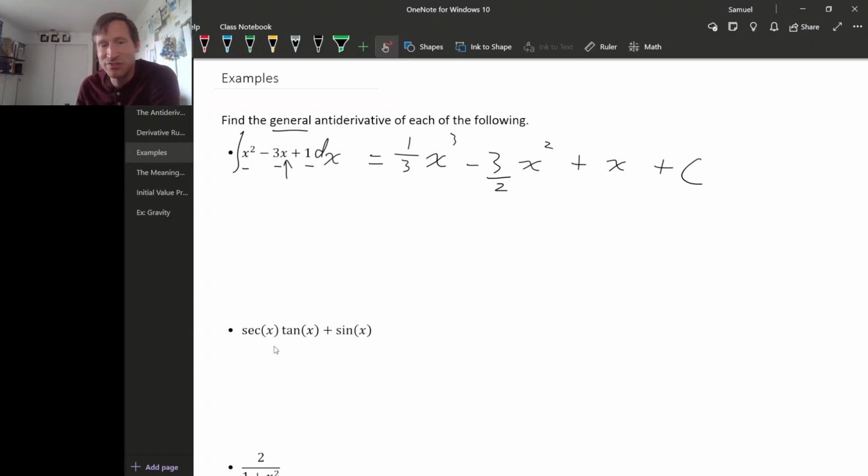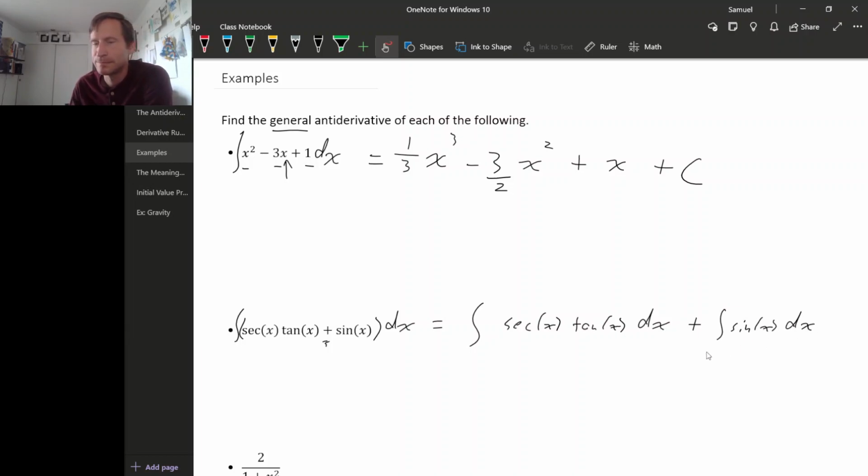All right, how about this example? Secant x tangent x plus sine x. So there's a trap here. It's tempting, so the sum rule says we can take the antiderivative of secant x times tangent x and then add that to the antiderivative for sine x. And it's tempting to say, well, this should be the antiderivative of secant x times the antiderivative of tangent x.